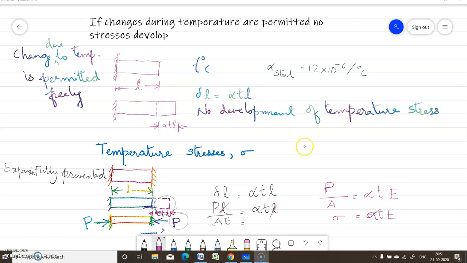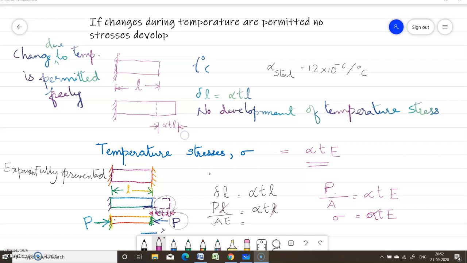So you can write temperature stress sigma is equal to alpha into T into E. So temperature stress is equal to the coefficient of thermal expansion into the change in temperature into the modulus of elasticity. This is the value for temperature stresses. So if we are preventing the expansion due to increase in temperature completely, then there will be development of temperature stresses, and that temperature stress will be equal to alpha into T into E.